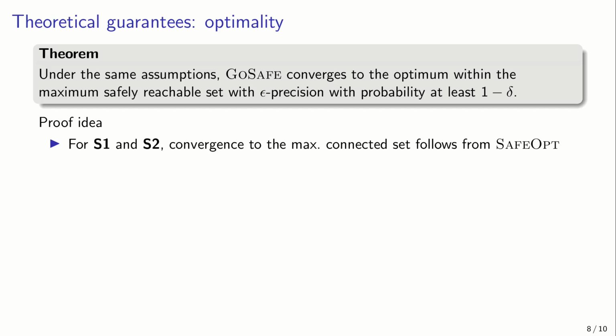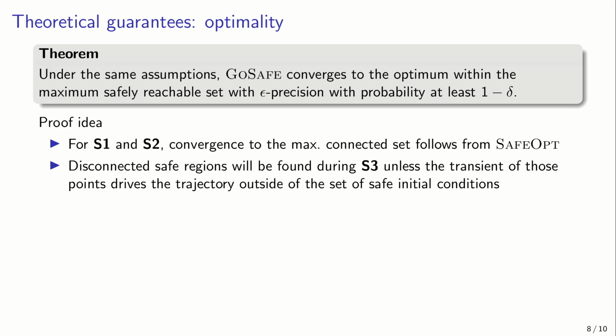During stages 1 and 2, we locally explore in the joint initial condition and parameter space, and the convergence to the maximum connected safe set, so connected in the joint initial condition and parameter space, follows from SAFEOPT.